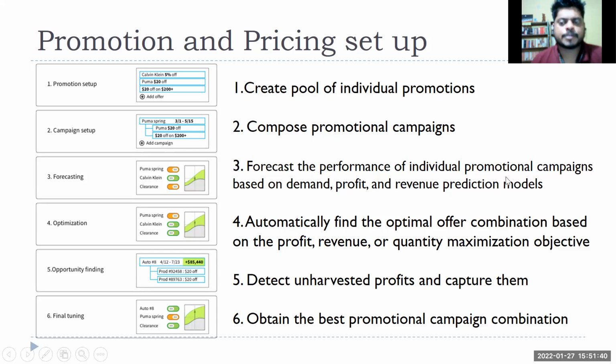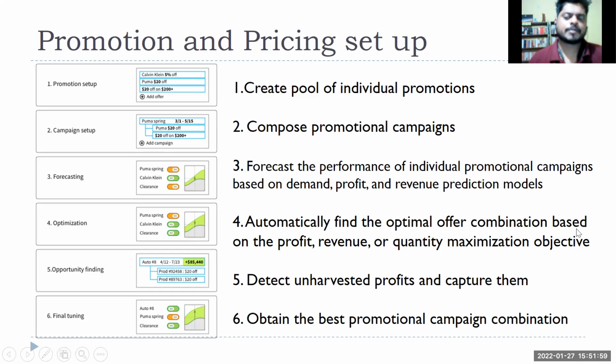Then forecast the performance of individual promotional campaigns based on the demand, profit, and revenue prediction models. For that, obviously, you need past data. If you do not have data, obviously you cannot predict. So this is only true if you have run those promotions in the last 2 or 3 years or 5 years and you have the data.